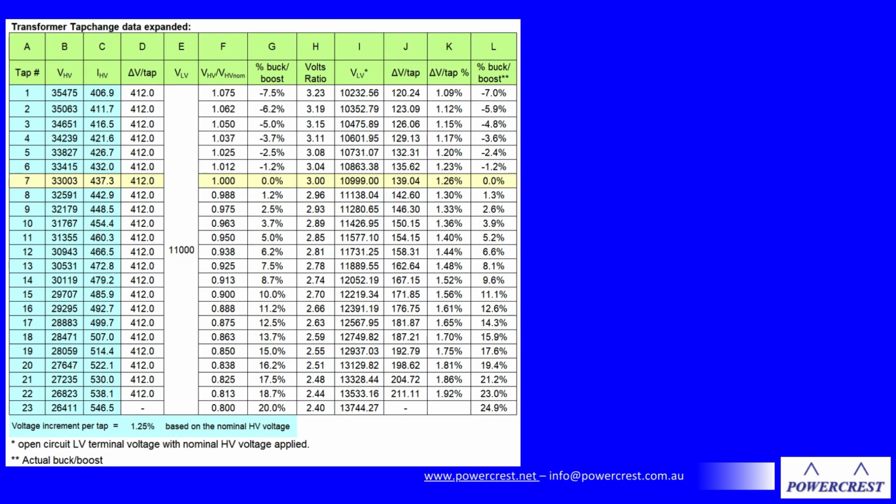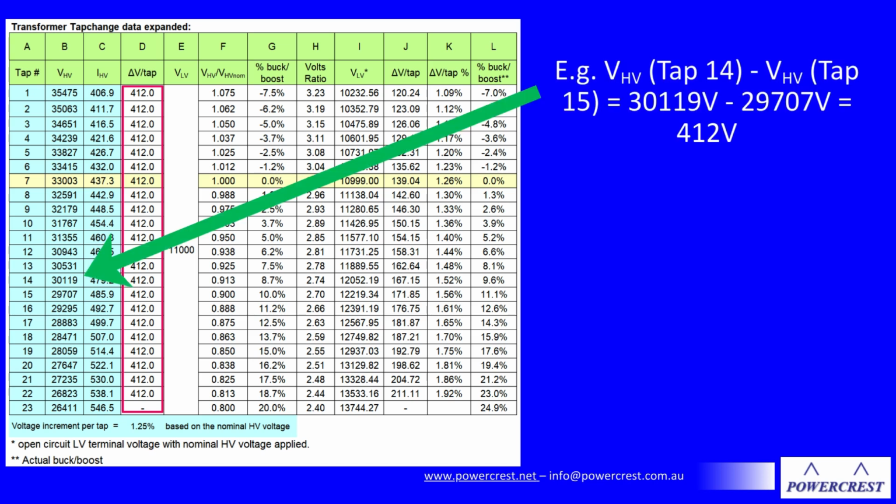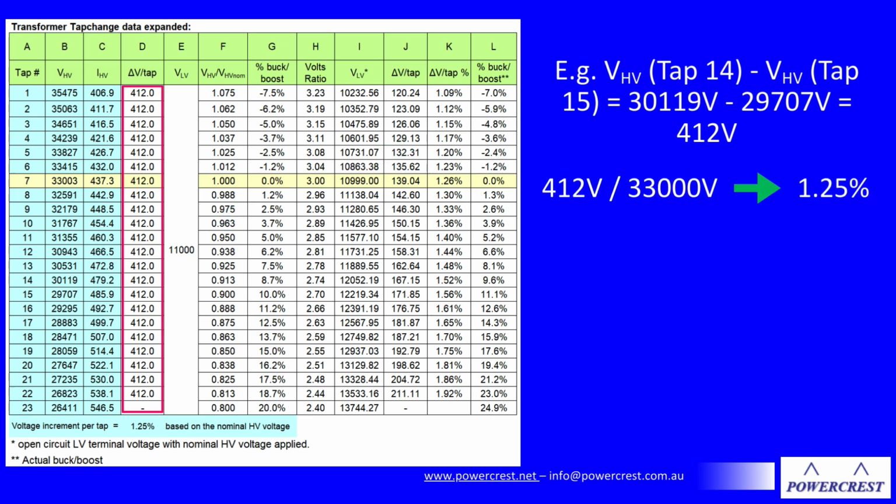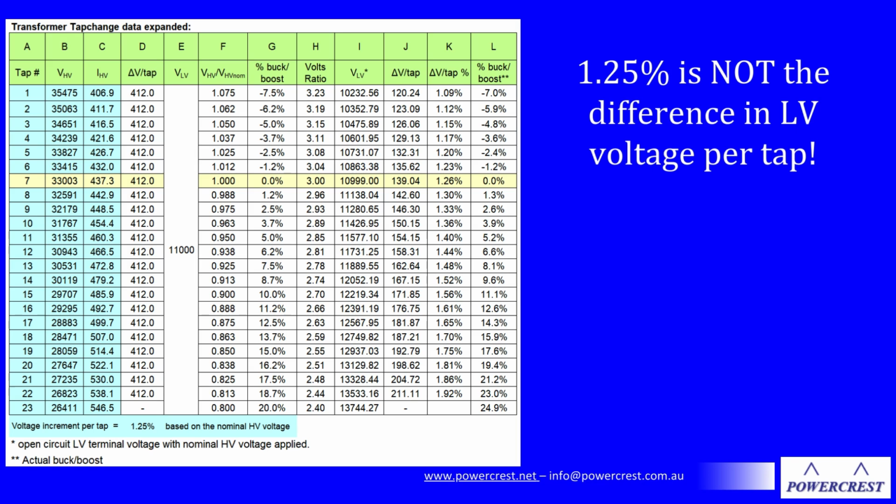Before proceeding to circulating current, let's first take a more detailed look at the nameplate information and what can be derived from it. Firstly, the HV voltage increment per tap is 412 V. This is 1.25% of the nominal HV voltage. Indeed, it is common for transformers to have a voltage increment of 1.25% per tap. However, note that this is not the open circuit voltage difference per tap as measured at the LV terminals.